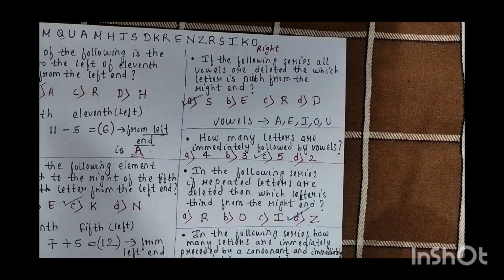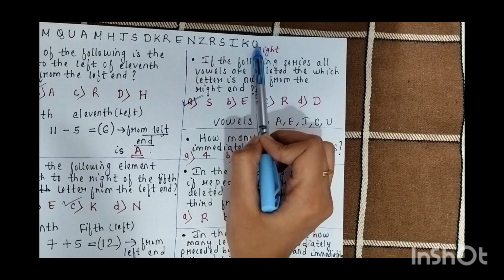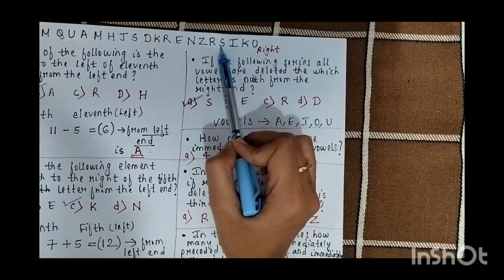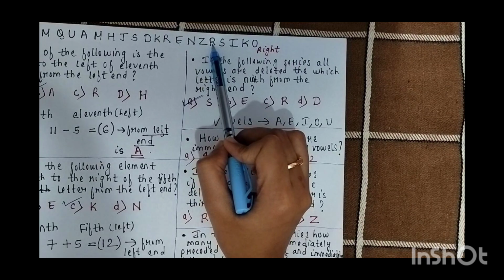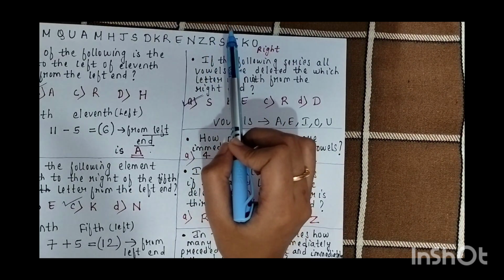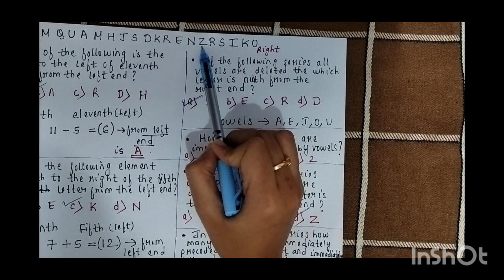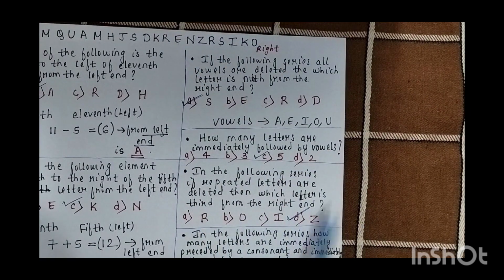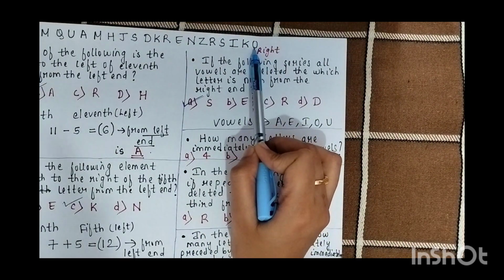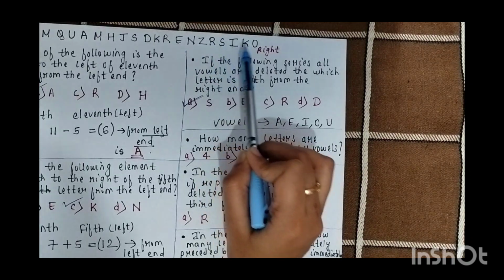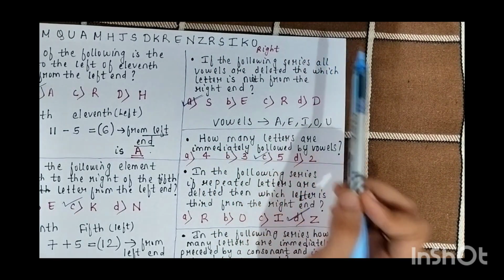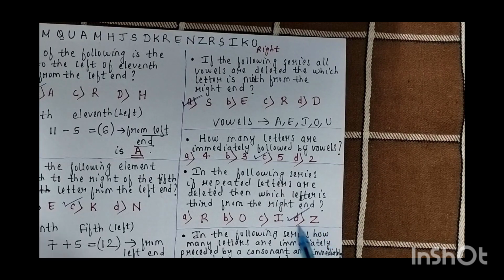Now we want the third from the right end. Check. So this is 1, this is 2. Check if S is repeated. S is repeated, that you need to delete. R is repeated. Yes, R is repeated, that you delete. This is the third position. So what we need is third from the right end, correct? This was 1, this is 2, and this is 3. Rest all are repeated letters. So this way you need to solve. So D is the correct option.